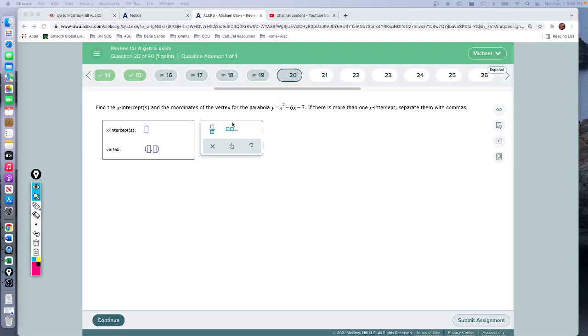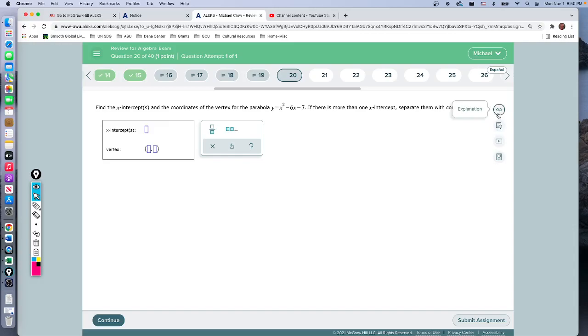Question 20, we're also asked to find the x-intercepts and the coordinates of the vertex for this parabola. If we had a handheld graphing calculator, we could use it to do what we just did, finding x-intercepts, which are also called zeros. We could also use it to find the vertex. But notice Alex doesn't give us the graphing calculator here. It wants us to do it in a different way.